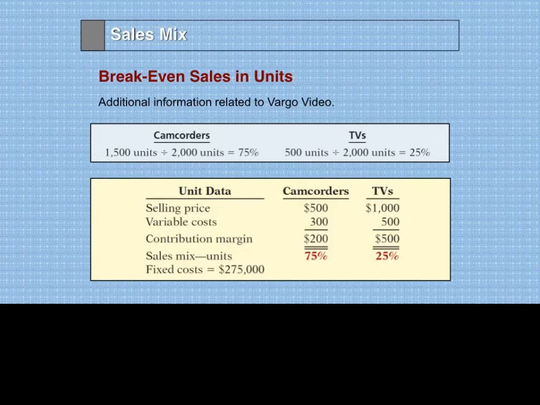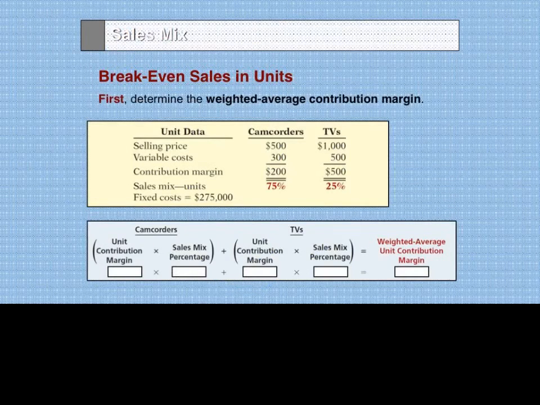So if we want the weighted average contribution margin, we say, all right, we have a 75% sales mix for camcorders, and a contribution margin for the camcorders of 200 and for the televisions 500, because they have different selling prices and different variable costs, so they will have a different contribution margin. But the fixed costs are common to both camcorders and televisions, so we can't divide the fixed costs between the products. What we do is we come up with a weighted average contribution margin using that information.